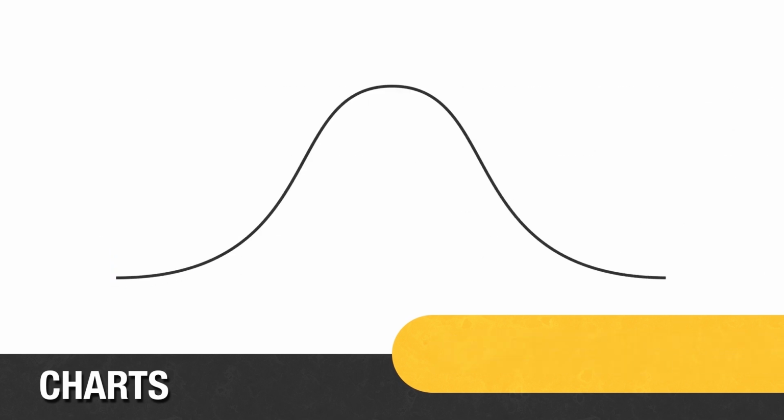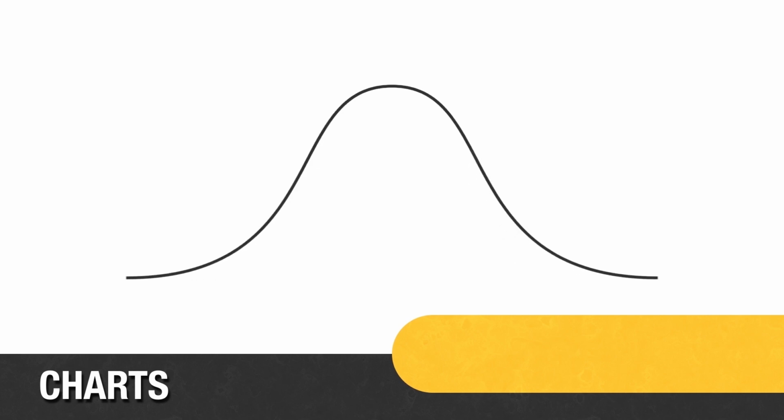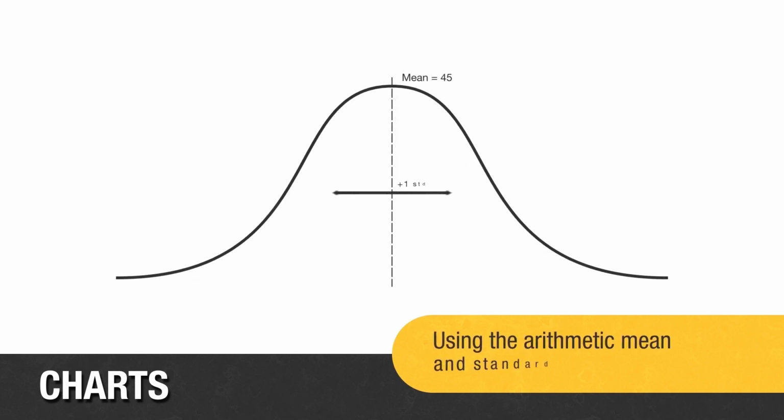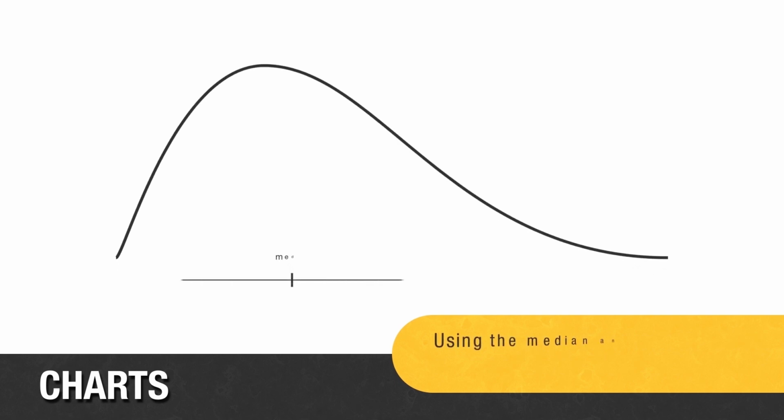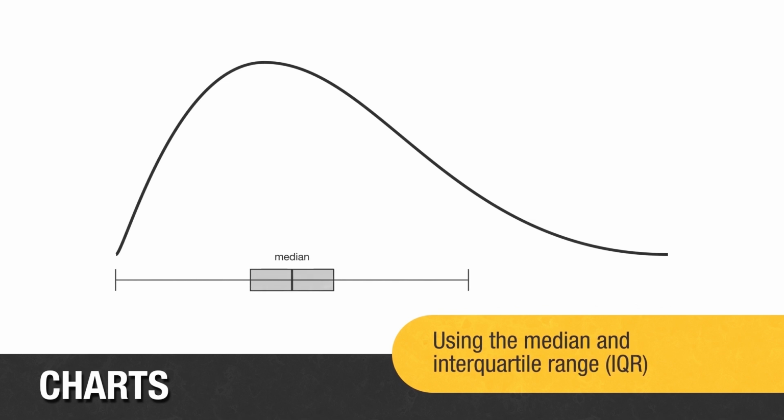Distributions of continuous, normally distributed data should be summarized using the arithmetic mean and standard deviation. Continuous data that are skewed, i.e. not normally distributed, should be summarized using the median and interquartile range.